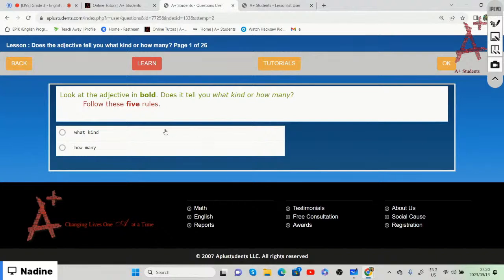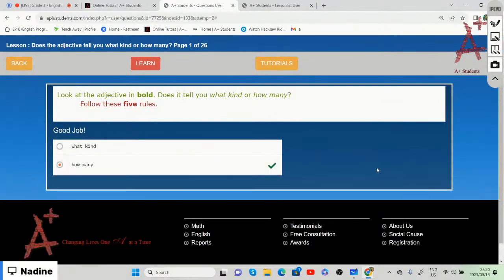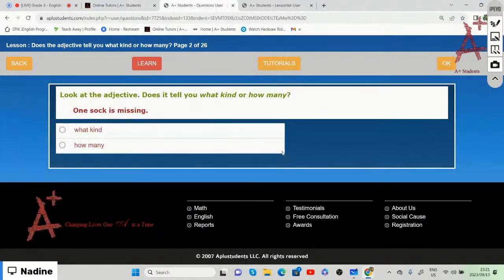So 5 rules. Does it tell us what kind of rules we can follow or how many rules we can follow? All right, so if we look at the adjective 5, 5 tells us how many. And how many is correct because it tells us how many rules we need to follow. So well done. Yes, how many is correct.